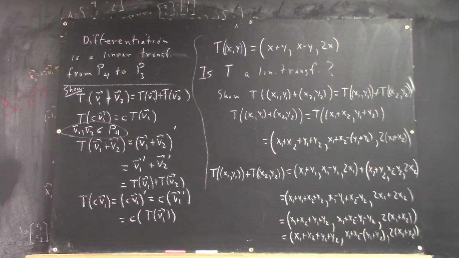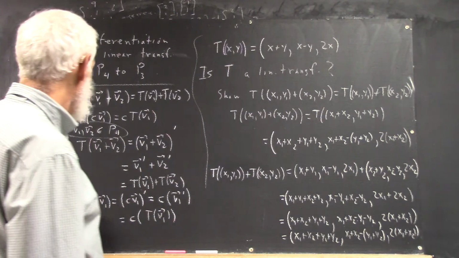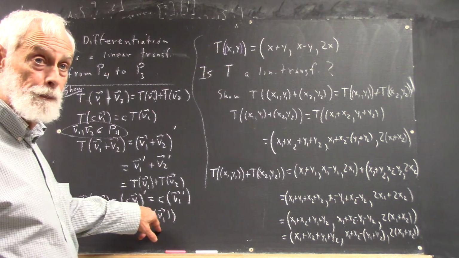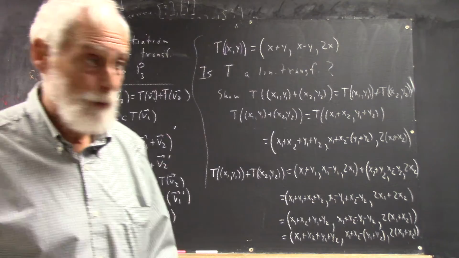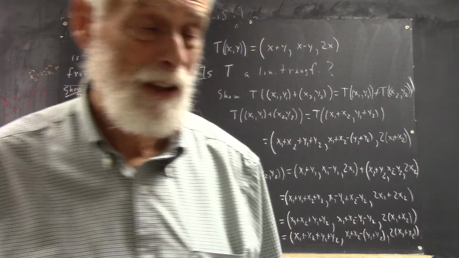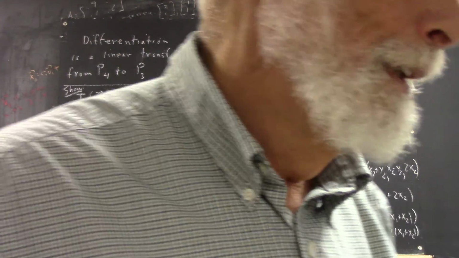Now, you have the other property, C: T of cv equals c times T of v. And I'm going to leave that one alone, but it comes out more easily than this one does. And you should do that.